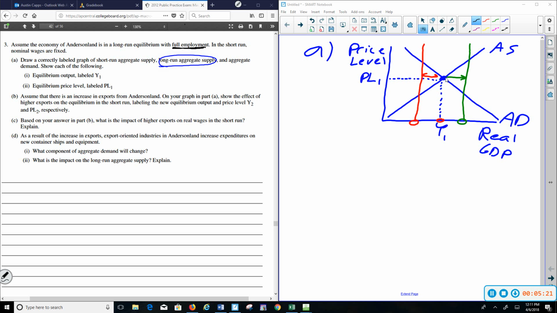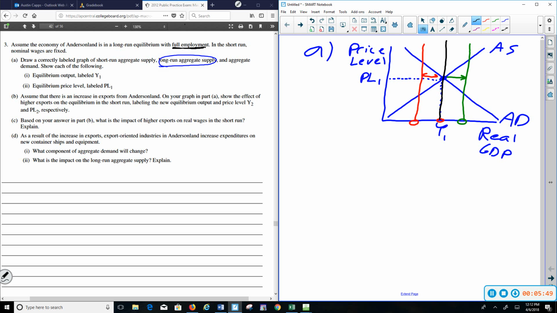So if our economy is currently producing at full employment, that means we are producing right at potential GDP. Because remember, potential GDP shows us how much we can produce at the natural rate of unemployment. If our current Y1 value is equivalent to potential GDP, or long-run aggregate supply, and the long-run aggregate supply curve comes straight up right here through the middle of that equilibrium point.